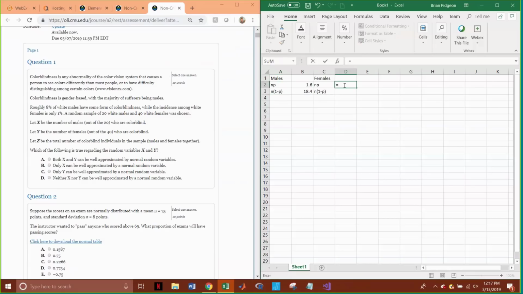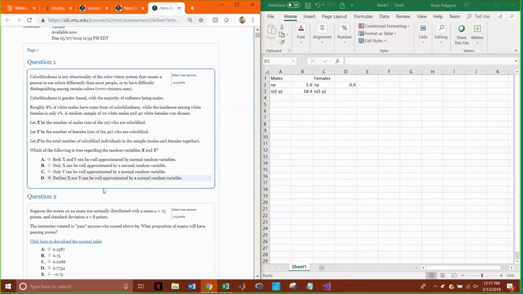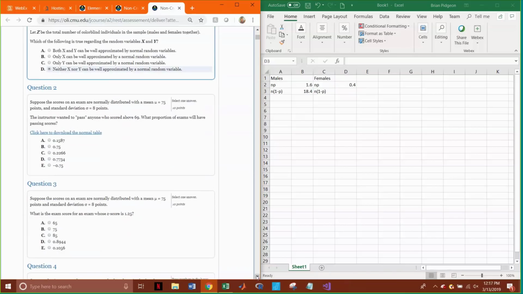And we're going to do the same thing for the females. We have 40 females times the success probability of 0.01, and you'll see that's 0.04. That's also not at least 10. So because both of these conditions are not met, neither X nor Y can be approximated by a normal distribution.